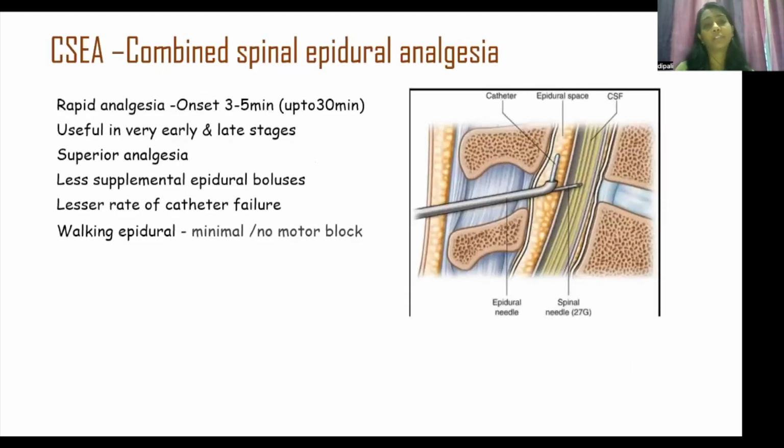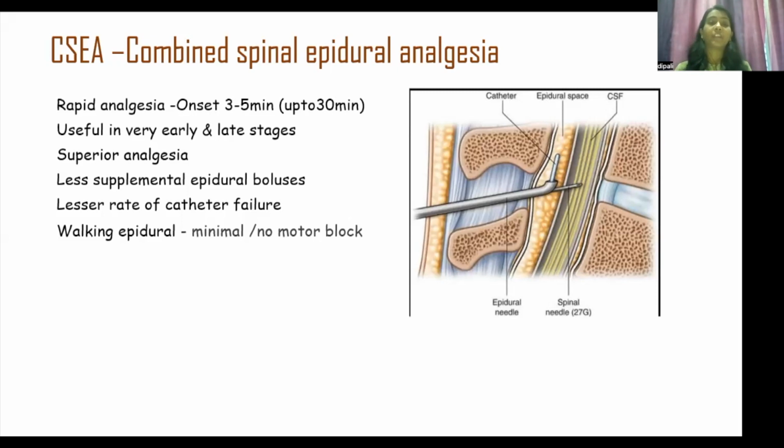In combined spinal epidural analgesia, we locate the epidural space with the help of an epidural needle, and through the needle we insert a spinal needle to puncture the dura. And in the subarachnoid space, we inject an analgesic dose of local anesthetic and opioid, and after that we thread the catheter through the epidural space. It is useful in early or late stages of labor.